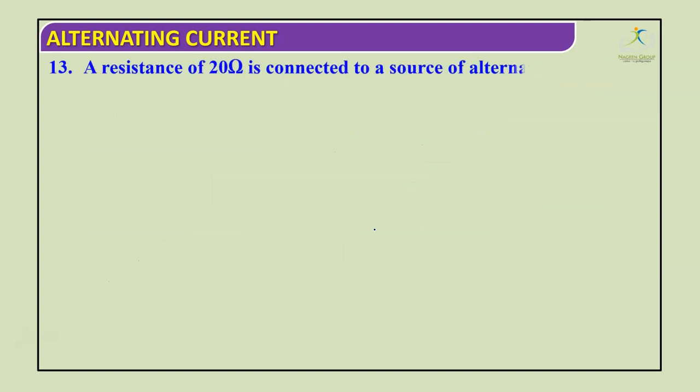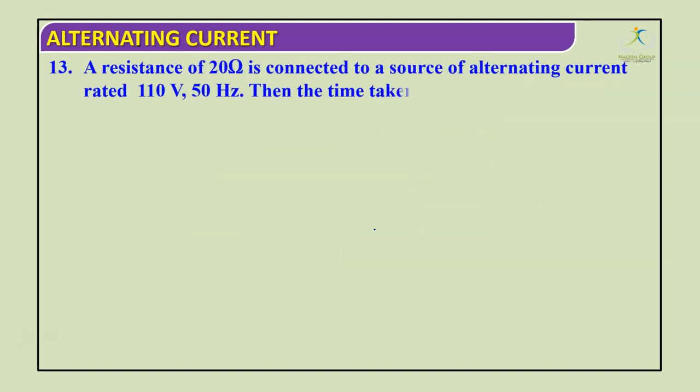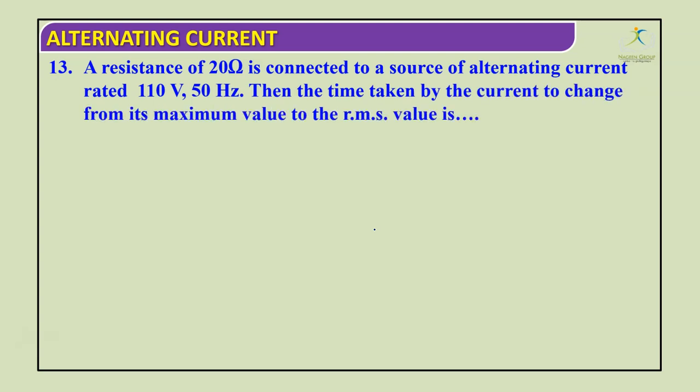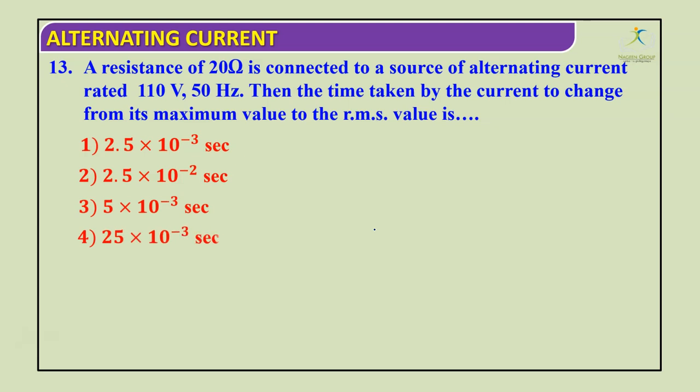Next question: a resistance of 20 ohm is connected to a source of alternating current rated 110 volt, 50 hertz. Then the time taken by the current to change from its maximum value to the RMS value is. These are the options. Let's move with the procedure part. This is the correct answer.